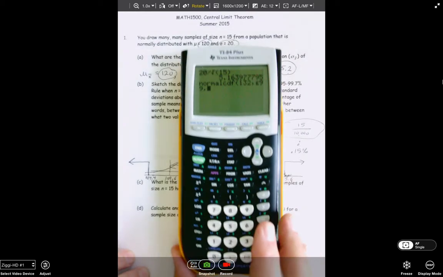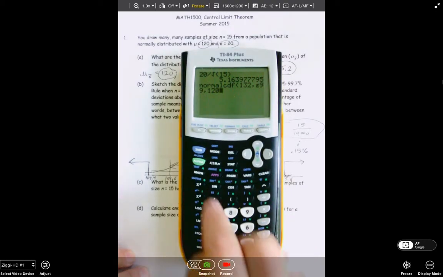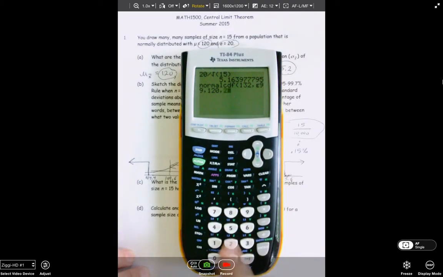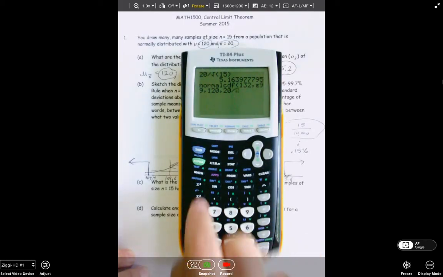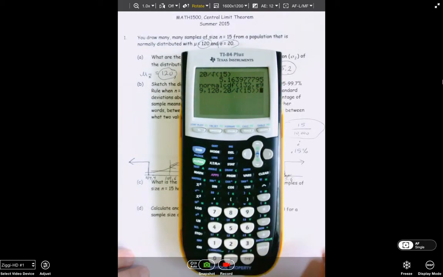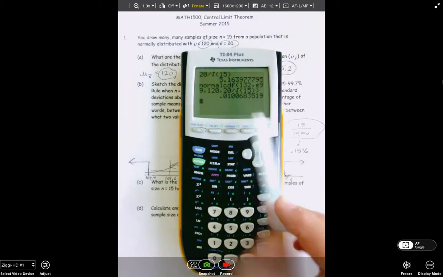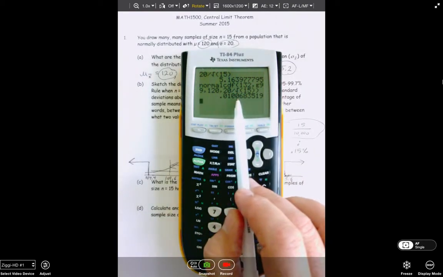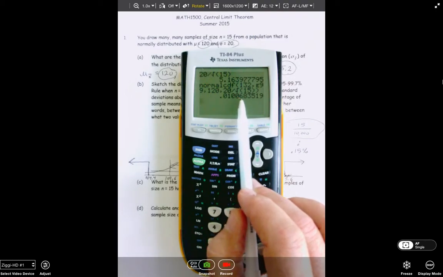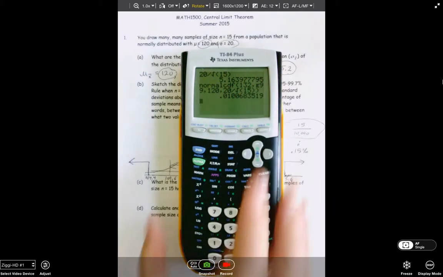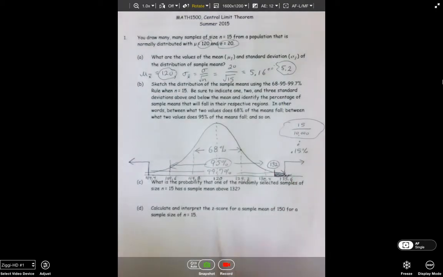Our mean is 120. And our standard deviation is 20 divided by the square root of 15. So the answer would be 0.0101. We usually report probabilities to 4 places. This 0 here is going to bump up to a 1 because the next number over is 5 or bigger. So 0.0101 gives us our answer.